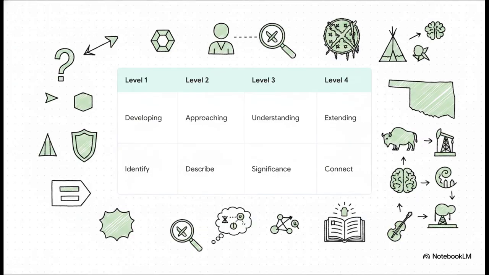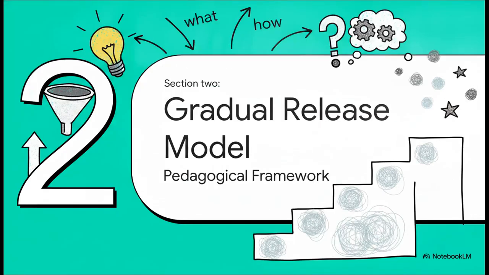To put that into perspective, success here is mapped across 4 distinct levels of mastery on a standards-based grading scale. At level 1, which is developing, a student can simply identify the symbols. By level 3, understanding, they can describe the significance of those symbols. But our ultimate target? That's level 4, extending. This means students aren't just memorizing static facts, they're actively explaining how each symbol connects to the broader history and identity of Oklahoma. Moving right along to Section 2, the gradual release model.